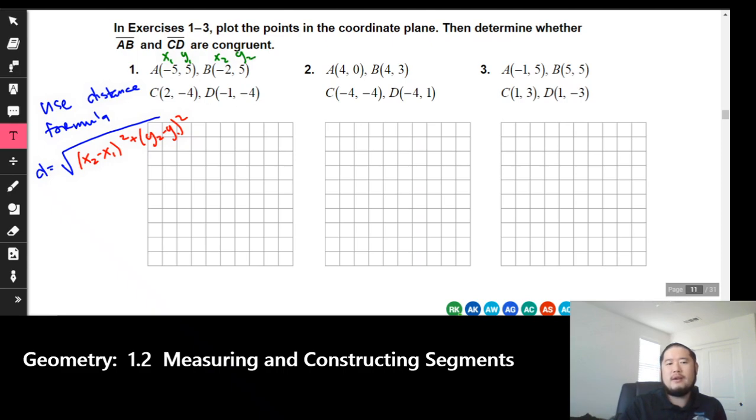Does it matter? No. What you can't do is interchange, let's say -5 is x1, and then say that this right here is y2. That's something you cannot do. And then remember, you're going to plug things into the equation, see what you get for the distance. You'll do the same thing for segment CD, plug things in, and then see if AB is equal to CD. And if they are, that means they are congruent.